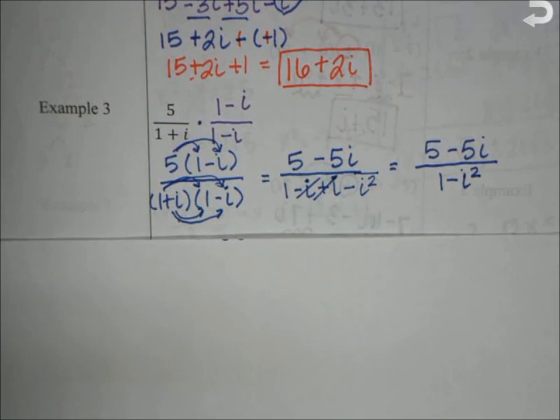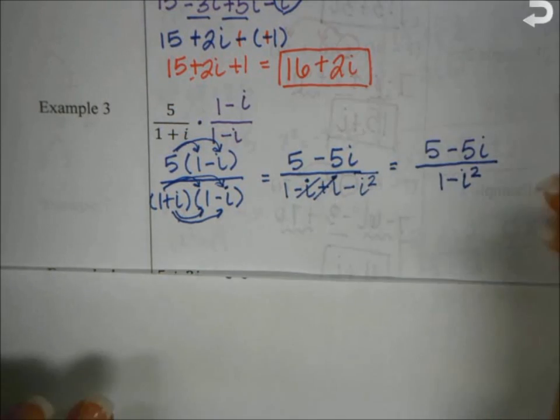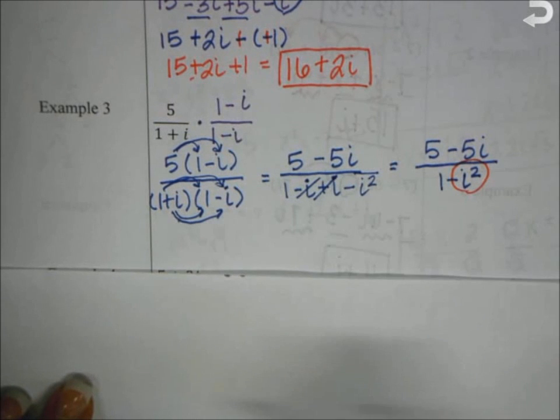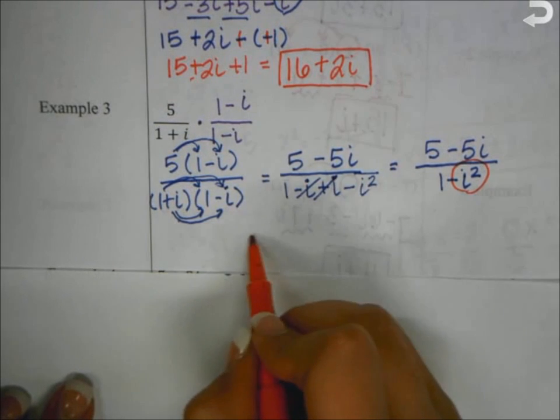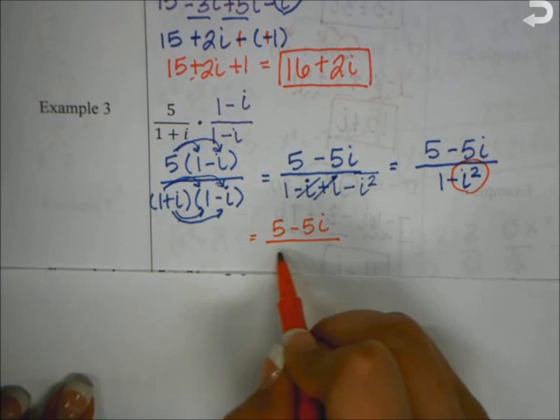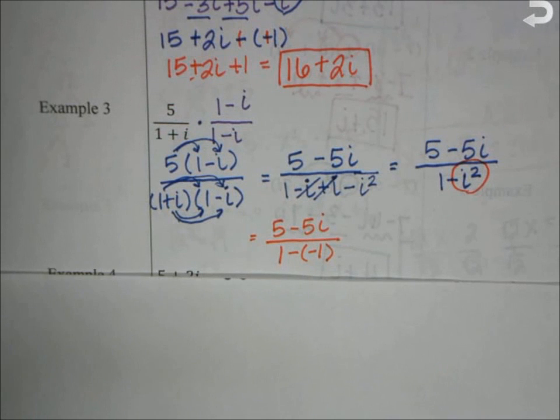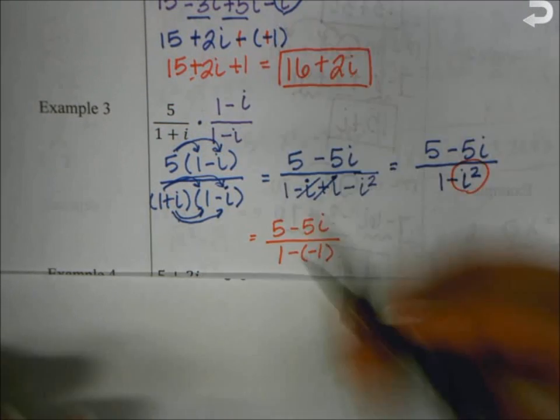So this is going to change. I'm going to bring it down here: 5 minus 5i all over 1 minus negative 1. Minus a negative, everything changes to positive. So this is 5 minus 5i all over 2.